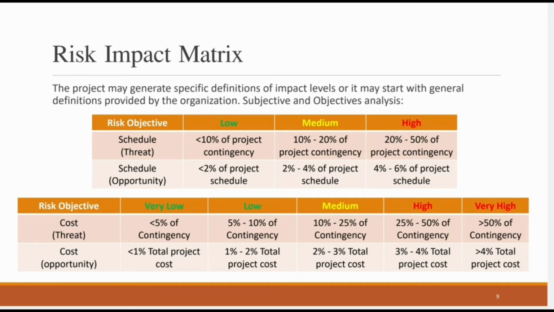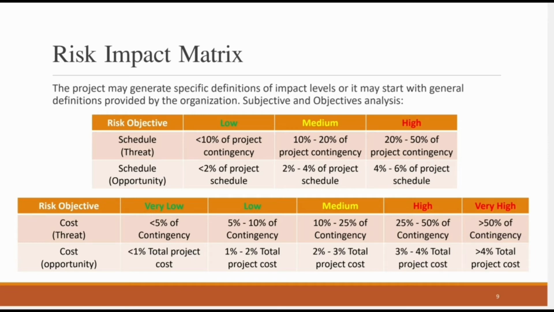For example, anything that will impact less than 1% of the whole total project cost will be considered very low. Anything between 1 to 2% of the total cost of the project will be considered low. Anything between 2 to 3% will be considered medium. Anything between 3 to 4% of total project cost will be considered high, and anything more than 4% will be considered very high for me within my project.